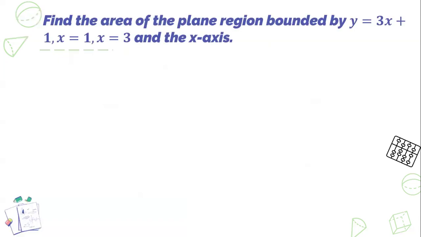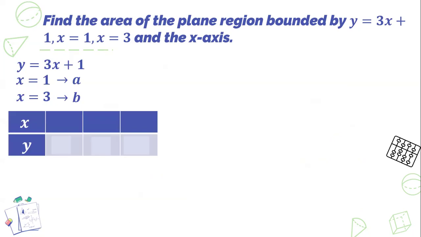Let's have problem number 1. Suppose you are needed to find the area of the plane region bounded by y is equal to 3x plus 1, the vertical boundaries x equals 1 and x equals 3, and the x-axis. First, you write our given: the function and the boundaries. For the boundaries, of course, the lower number is our lower limit a, and the higher number is the upper limit b. Next, we graph.